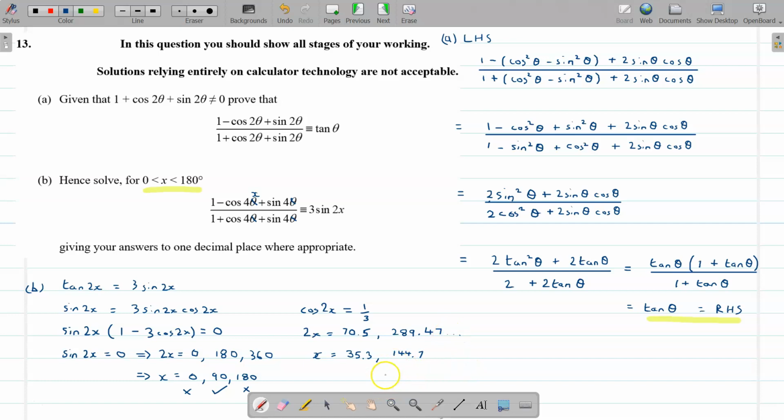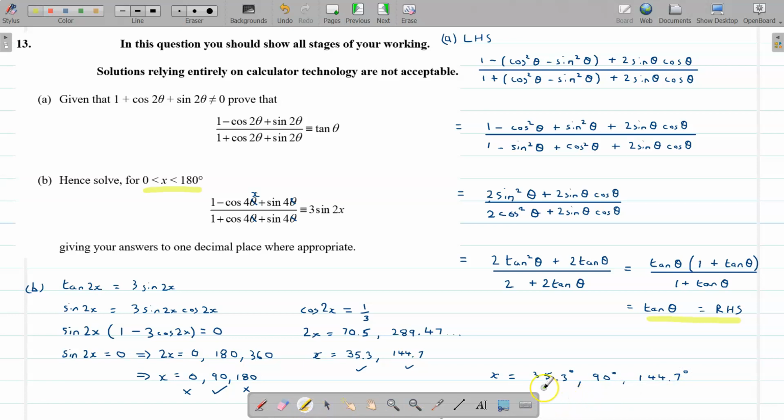Okay, so those are the values of x that we have which both fit the range. So the full solution set would be that x equals 90. Well, we normally put them in ascending order, but you don't have to. So let's do that though. So x equals 35.3, 90, and 144.7 degrees.